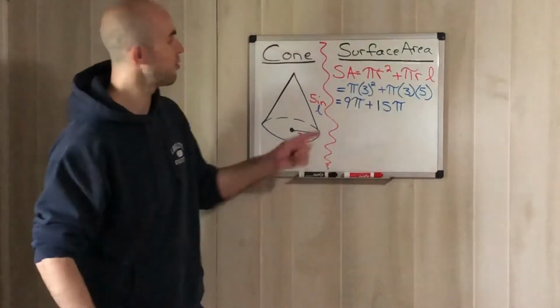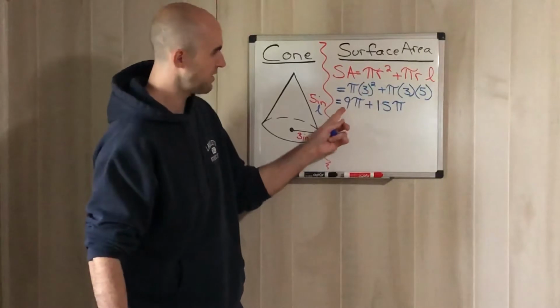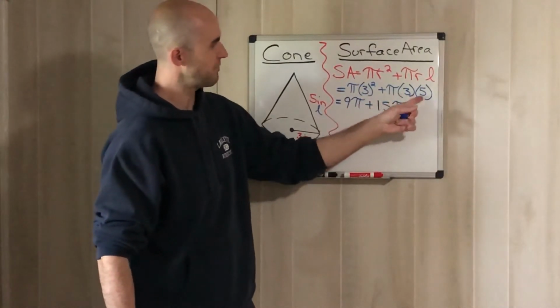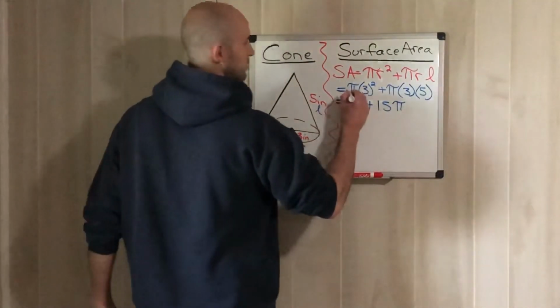And just again to show you where all this came from, we know that 3 squared, 3 times 3 is 9. We have the pi there. We have the plus sign. We know that 3 times 5 was 15. And we brought down the pi. So that part right there was all done.